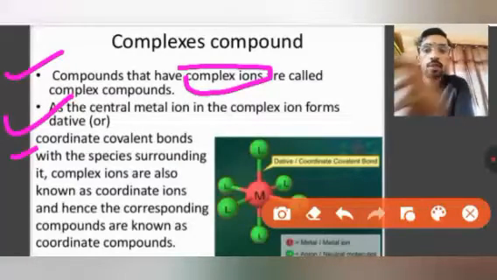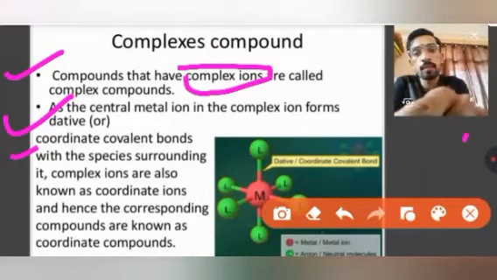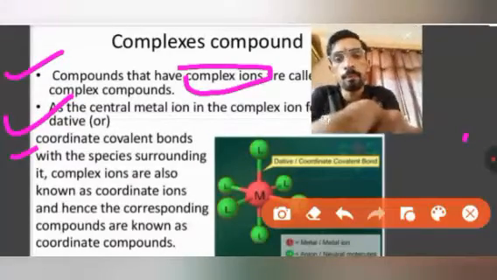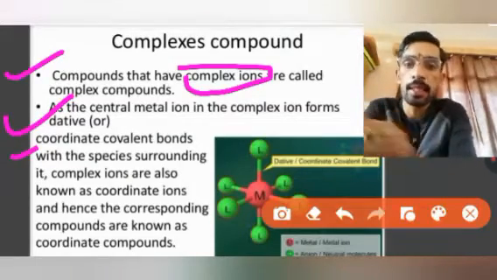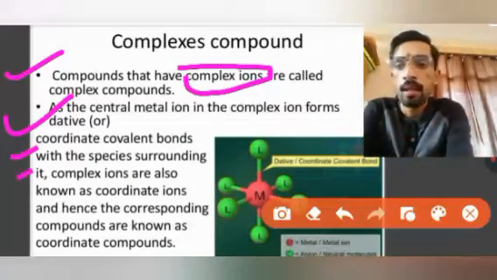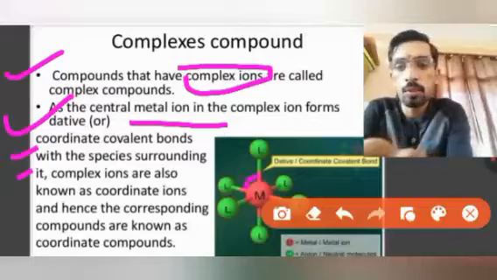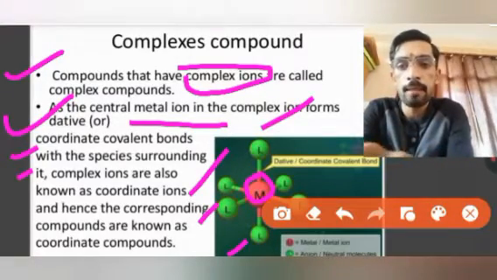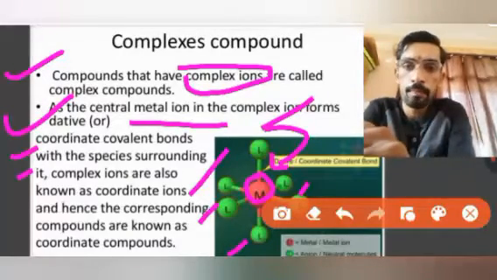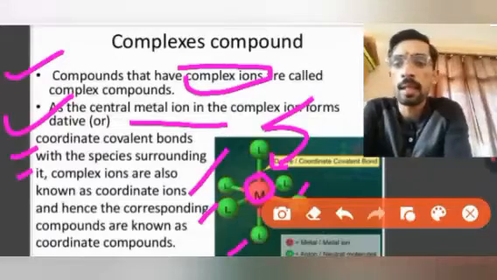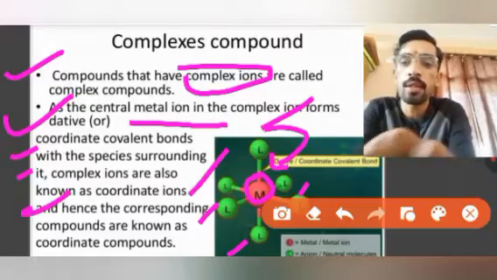What is coordinate covalent bond? In which those ligand ion, negatively charged ion, these ions are sharing a number of electron, a lone pair of electron to these complex compound या central metal ion. Okay, once again, the central metal ion which is in complex is present in the center. Here suppose this is central metal ion which is surrounded by these ligand, and these ligand are sharing one lone pair to the central metal ion. That is called coordinate bond. Complex ion are also known as coordinate ion because it is formed by coordinate bond, and hence corresponding compounds are known as coordinate compounds.